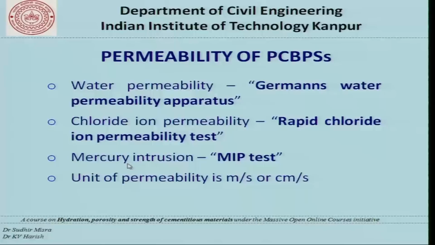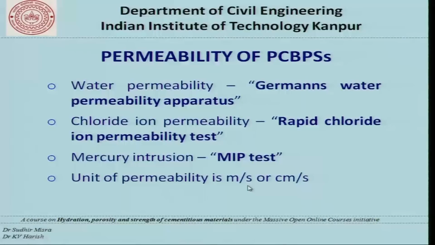And you also have mercury intrusion, which we have already seen in the last couple of lectures. Remember that mercury intrusion porosimetry is primarily for understanding the porosity of the Portland cement based systems, but it can be extended to understand the permeability of the system also. And the unit of permeability is meter per second or centimeter per second.